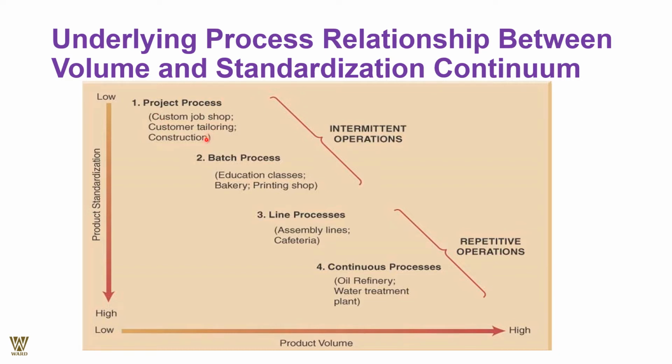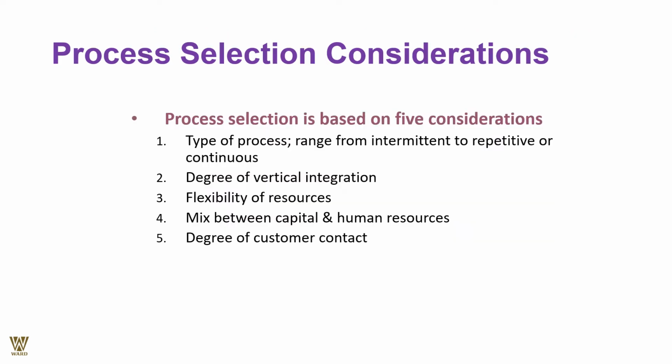One is the project process, custom job shops or customer tailoring construction. Second is a batch process. Third is a line process that we go around. Assembly lines are in cafeteria. Batch process is about education classes, bakery, printing shops. Continuous process is oil, refinery, water treatment plant, and so on. So if you look into it, project phase and batch processes are intermediate operation. Line phase processes and continuous processes are more or less a repeated process.